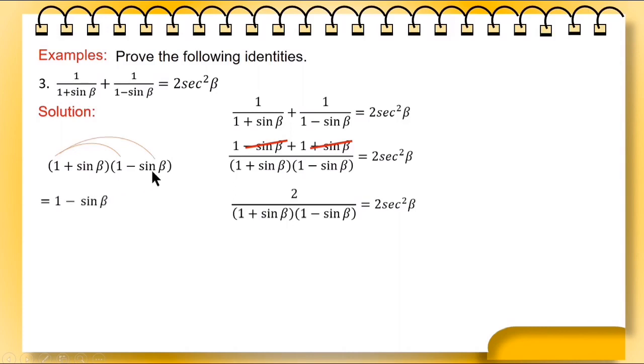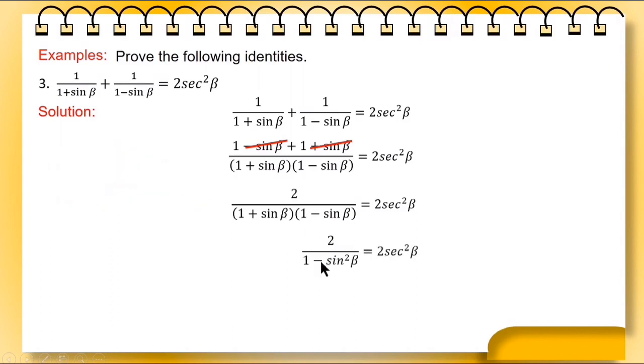1 times negative sine beta is negative sine beta. Sine beta times 1 is sine beta. And positive sine beta times negative sine beta is negative sine squared beta. Cancel out sine beta, we have 1 minus sine squared beta. So, 1 plus sine beta times 1 minus sine beta is equal to 1 minus sine squared beta.